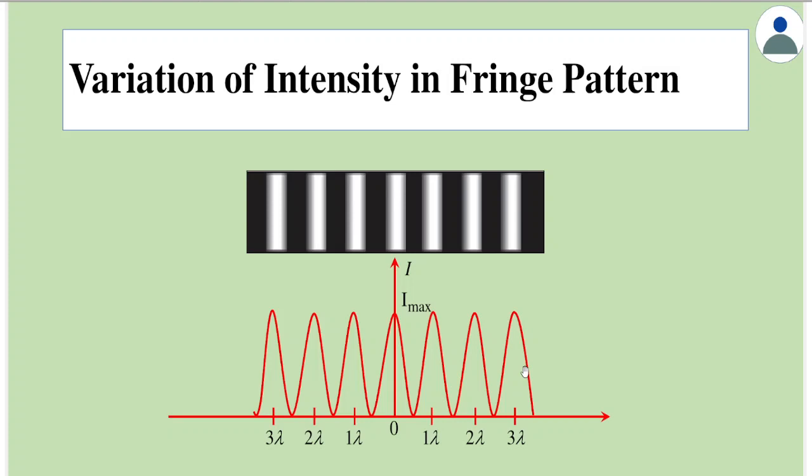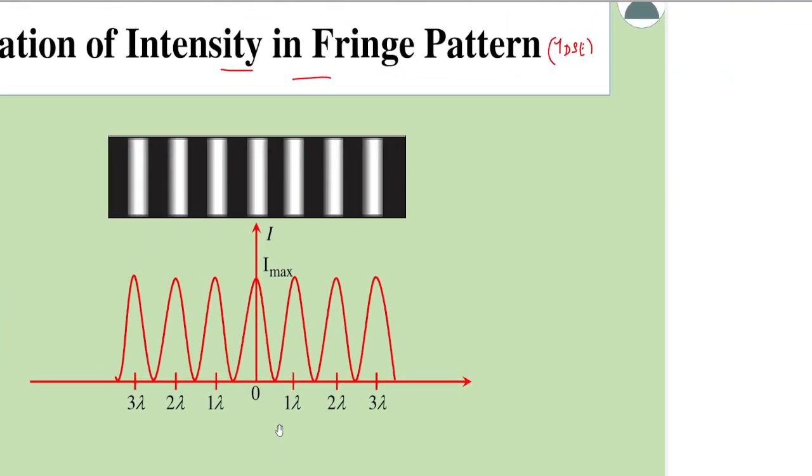Hello everyone. Let's study the variation of intensity in the fringe pattern in Young's double slit experiment. To understand this, let's recall Young's experiment, where we had a screen and then there were two slits, and in front of the slits the source was placed.